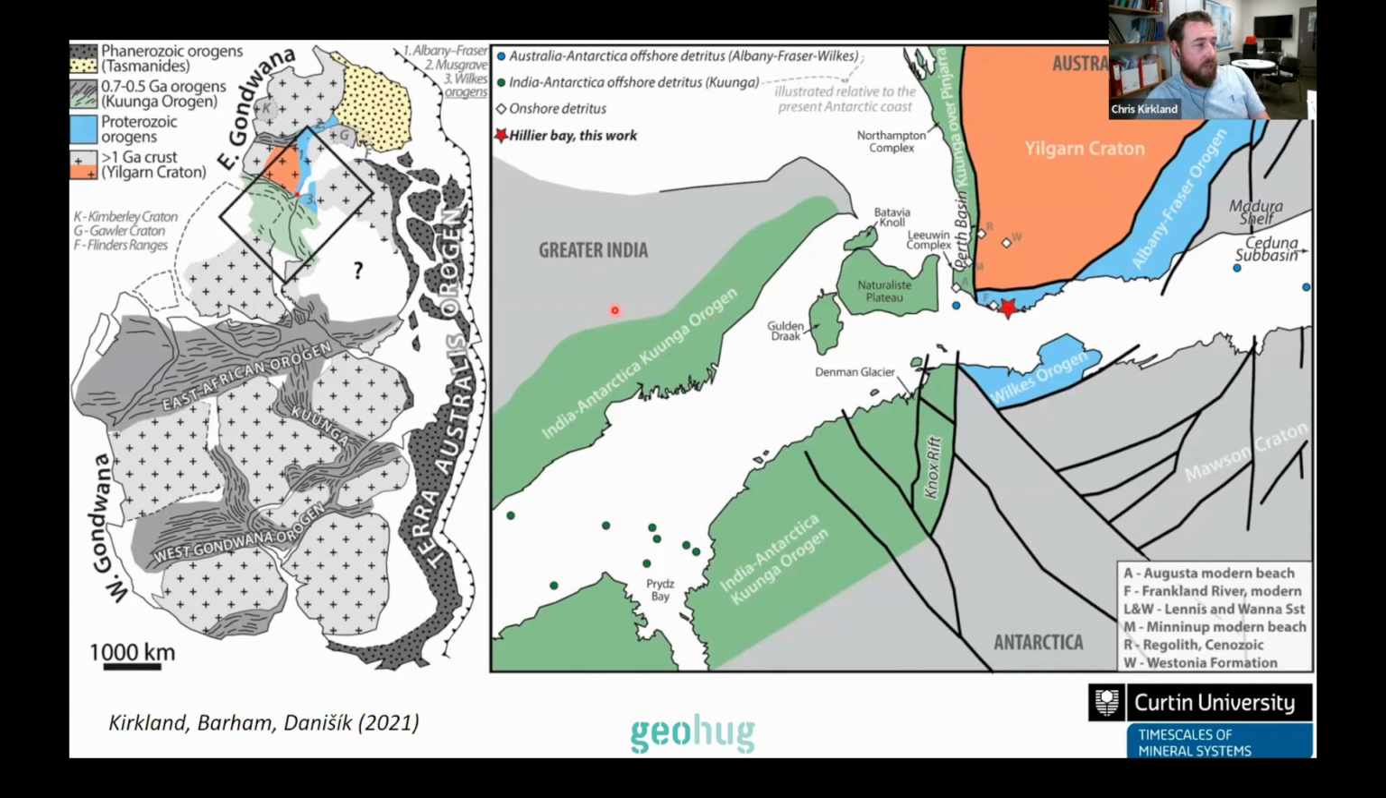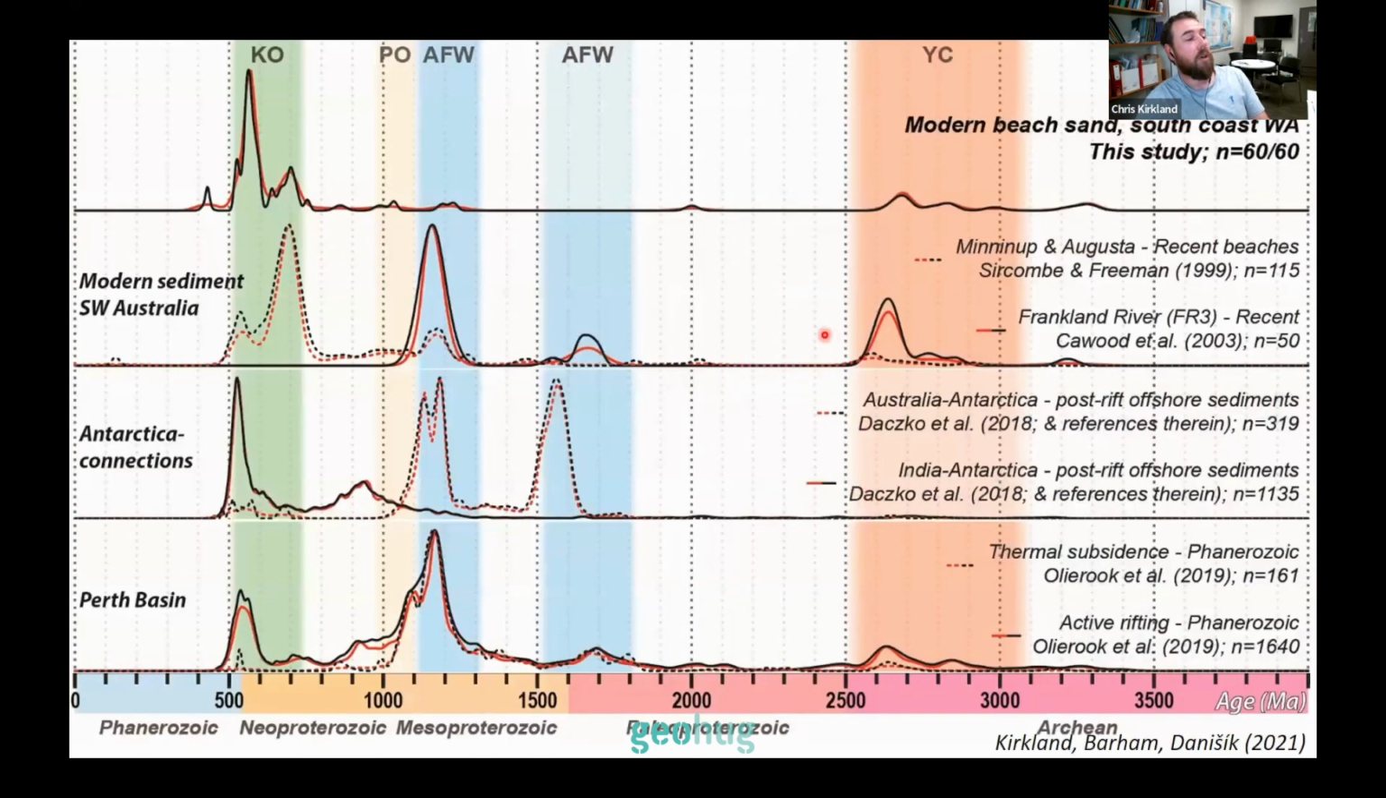Remembering the paleogeography of Australia, we were connected to Antarctica. We have the old Yilgarn Craton. It's surrounded by the Albany-Fraser Orogen, this Proterozoic orogen that extends into Antarctica as the Wilkes Orogen. And then up the western margin, we have the Kunga Orogen that stretched all the way to Greater India. So we've got lots of source regions that could have supplied zircon into our beach sand. How do we find out which orogen supplied the zircon?